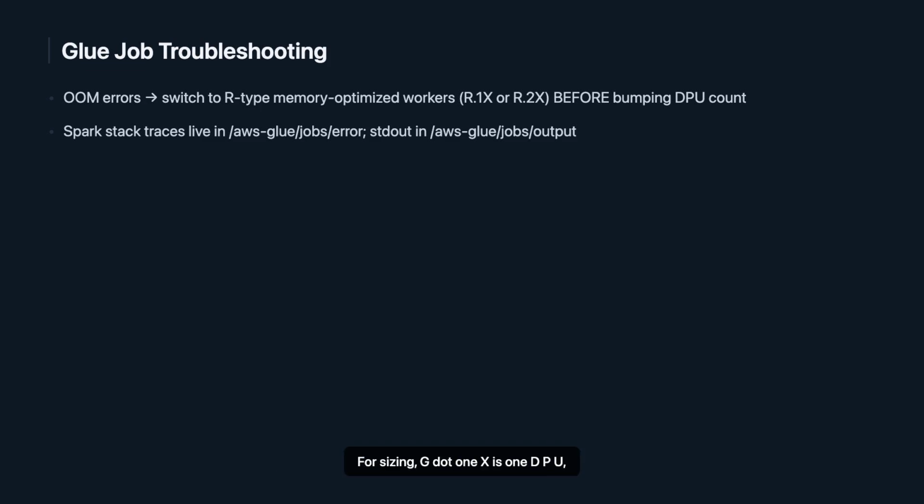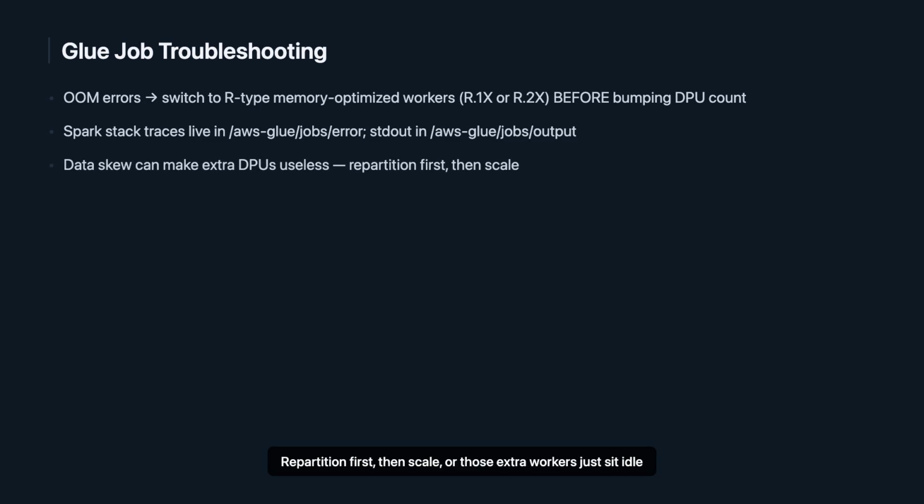For sizing, G.1X is 1 DPU, which equals 4 vCPU and 16 gigabytes of memory. G.2X, G.4X, and G.8X scale linearly from there. And here's the gotcha: if your data is skewed, meaning a few partitions hold most of the rows, adding more DPUs does nothing.